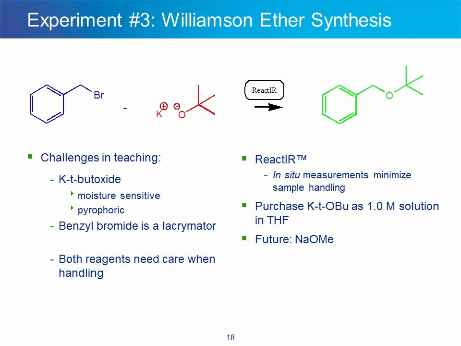In this reaction, in blue is colored benzyl bromide, which is the electrophile. In red is colored the nucleophile potassium t-butoxide. The reaction is performed in THF at room temperature, and it produces benzyl t-butyl ether, which is shown in green. The challenges in teaching are shown in the left column. Potassium tertiary butoxide is moisture sensitive and is pyrophoric. Benzyl bromide is a lacrimator. So therefore, both reagents need care when handling.